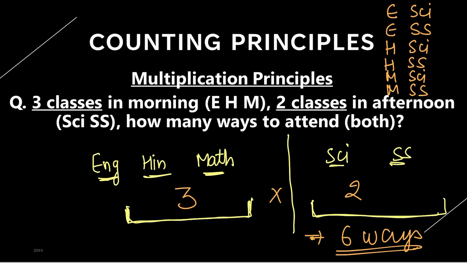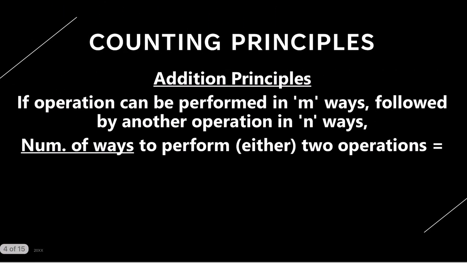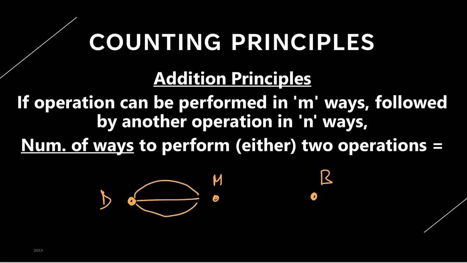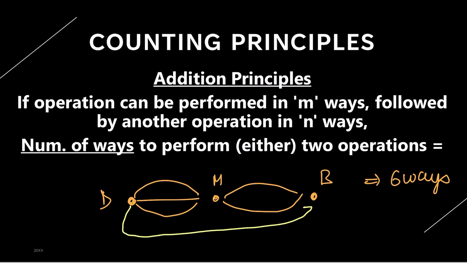Both are compulsory, right? Now the other thing is the addition principle. The addition principle says, suppose, as I've already told you, this is Delhi, this is Mumbai, and this is Bangalore. There were 3 ways of going here and 2 ways of going from here. So how many ways were we able to find? 6 ways. Now someone says there are 2 direct ways of going from Delhi to Bangalore.